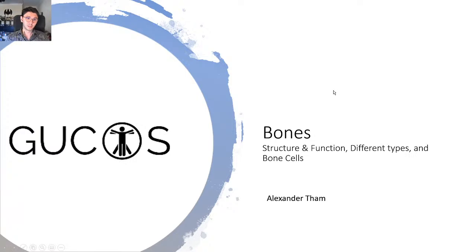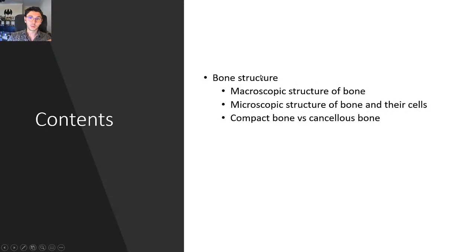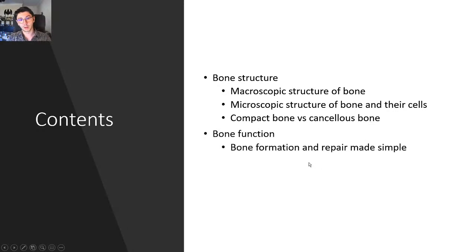Okay. So let's begin with just a brief overview of what's going to happen in the session. So we're going to talk about the bone structure. This is including the macroscopic structure of the bone, microscopic structure of the bone and their cells, and compact versus cancellous bone. We're going to briefly talk about bone function, so that's your bone formation and repair. And we're going to talk about it in a simple way, basically what you need for your exams.